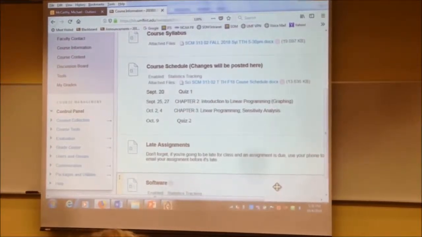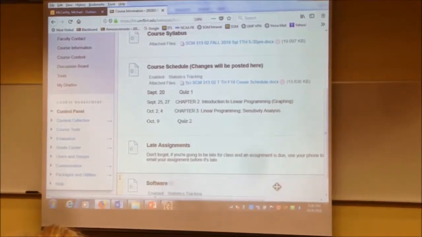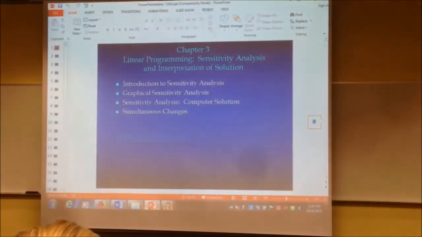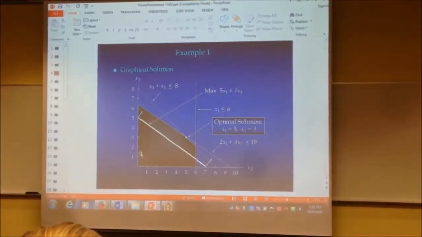No. I'm going to show you how the range of optimality is calculated. And I'm going to slide, let's see, where am I going? Slide 6 if you have to go work this out.